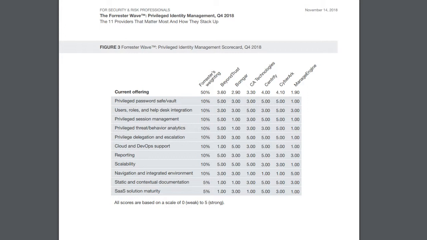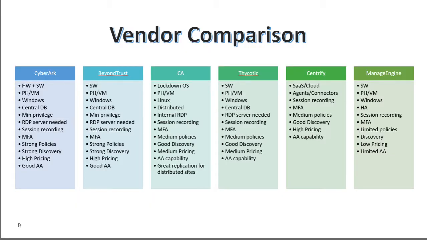Now with that, we're going to move into our final section, the winners and what I think would be appropriate for different company sizes. You can see on my vendor comparison page here, I have selected and shortlisted a few different products: CyberArk, BeyondTrust, CA, Thycotic, Centrify, and ManageEngine. Obviously I have my reasons, looking at the architecture, the reports, the market share, and the capabilities. There are different reasons that I have selected those.